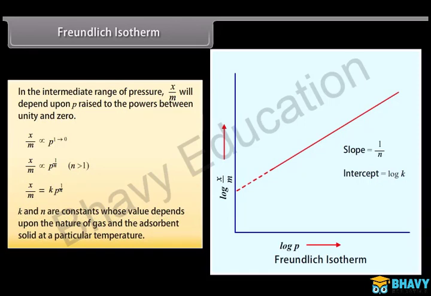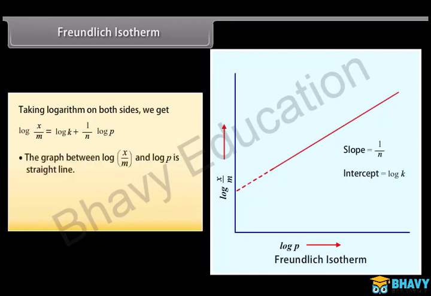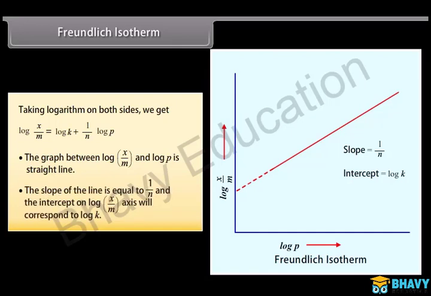K and n are constants, whose values depend upon the nature of the gas and the adsorbent solid at a particular temperature. Taking logarithm on both sides, we get log(x/m) = log k + (1/n) log p. The graph between log(x/m) and log p is a straight line. The slope of the line is equal to 1/n, and the intercept on the log(x/m) axis will correspond to log k.